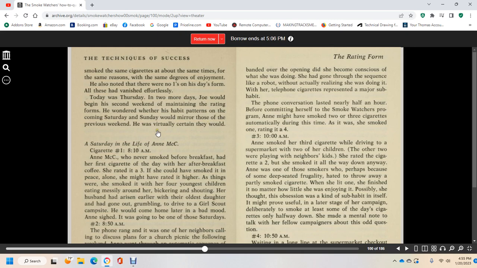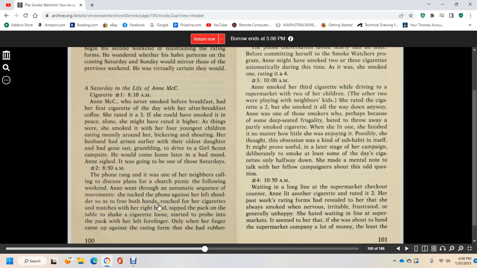A Saturday in the life of Annie McC. Cigarette number 1, 8:10 a.m. Annie would never smoke before breakfast. She had the first cigarette of the day with after-breakfast coffee. She rated it 3. If she could have smoked it in peace or alone, she might have rated it higher. Instead it was smoked with the four youngest children eating messily around her, bickering and shouting. Her husband had been up early with the oldest daughter and had gone out grumbling to drive to the Girl Scout campsite. He came home later in a bad mood and sighed that it was going to be one of those Saturdays.